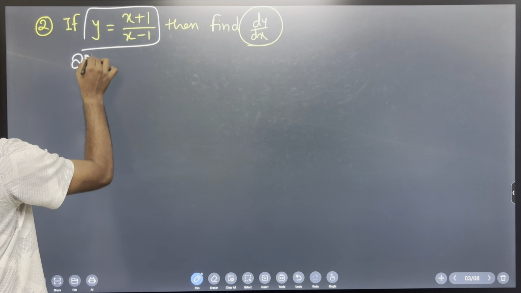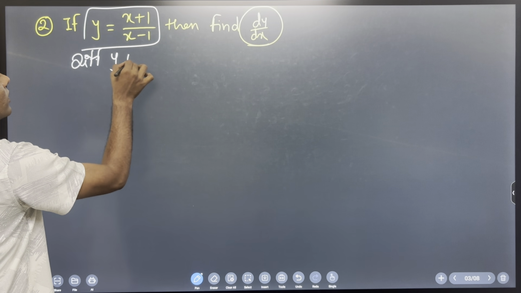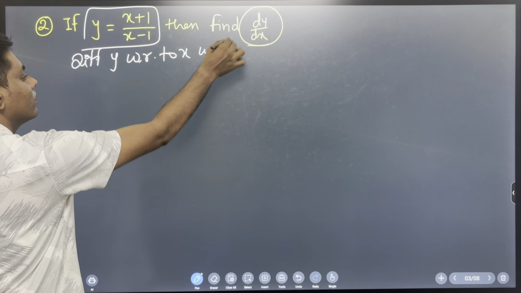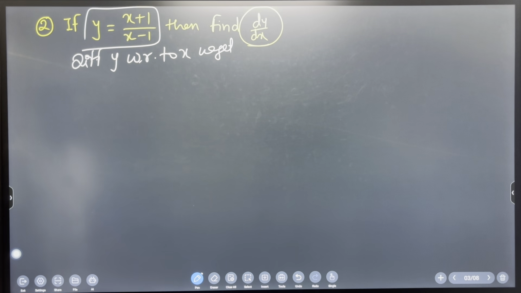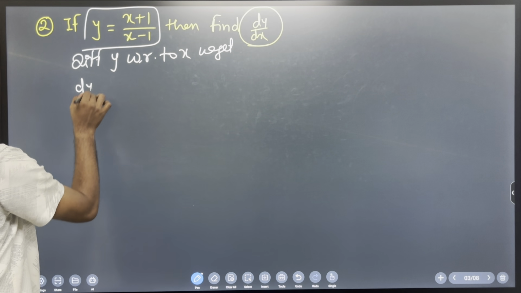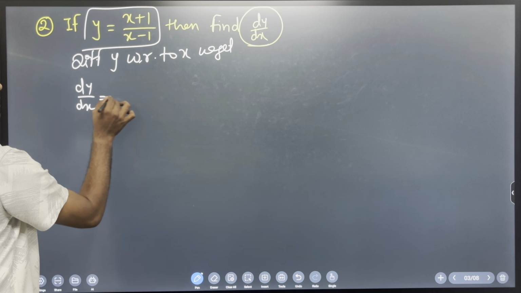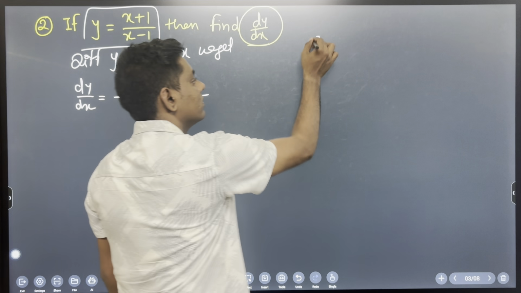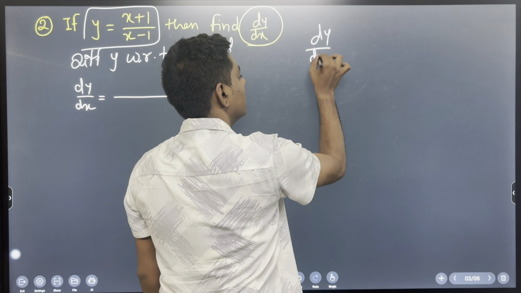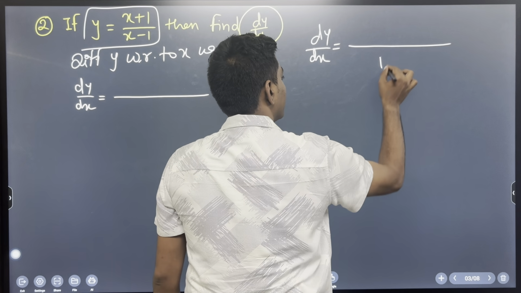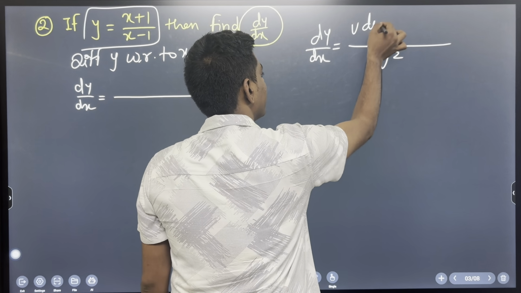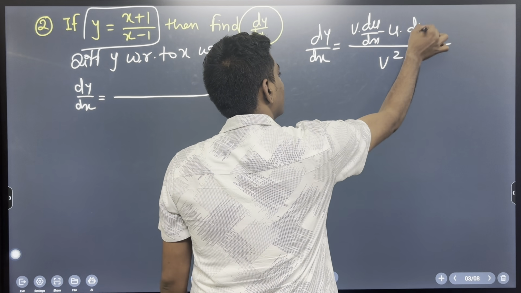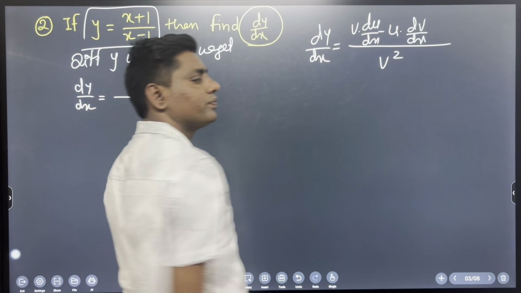First step, differentiating y with respect to x, we get dy by dx equal to, so again by using the same formula, by using the division property of derivative, that is v square, v into du by dx, and then u into dv by dx.